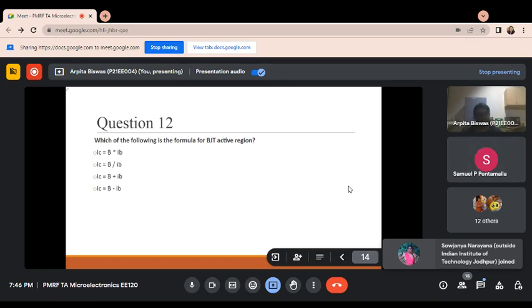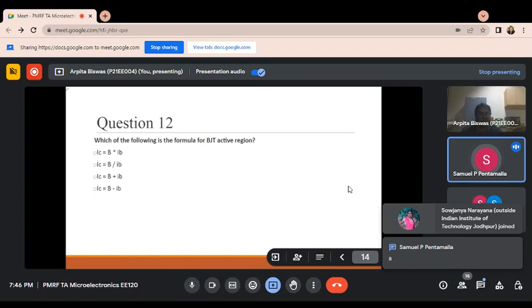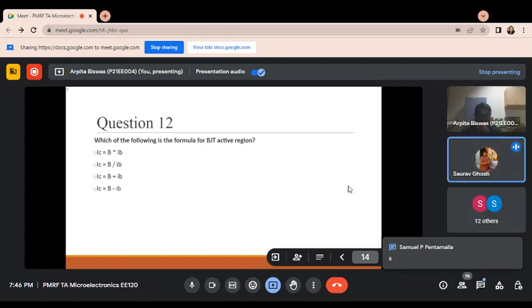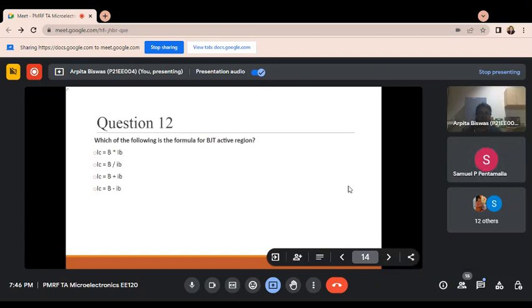Anyone else? Okay, you continue. Beta is the forward current gain in the common emitter configuration, IC is the collector current, and IB is the base current. So here the correct equation will be IC equals beta into IB. Anyone else? What is the right option? I think this is a very basic question, so all of you know the answer. Option A is the right answer. IC equal to beta into IB.